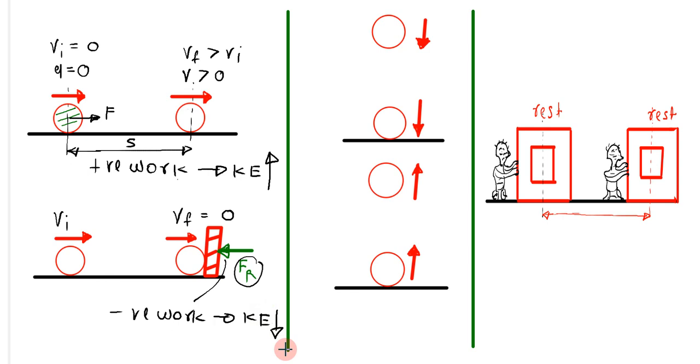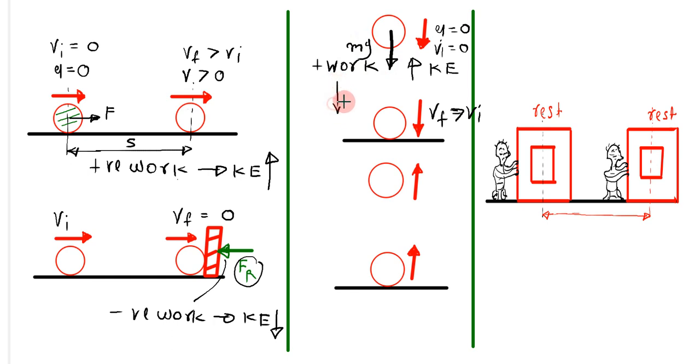So this is how work and kinetic energy are related. Another example is a falling ball. Suppose its velocity is 0 initially, so Vi is 0, but V final is greater than V initial. So there is an increase in kinetic energy. Such work is also positive work, done by the force mg. The displacement is in this direction, and mg also acts towards the center of the earth. So this is also an example of increasing kinetic energy.